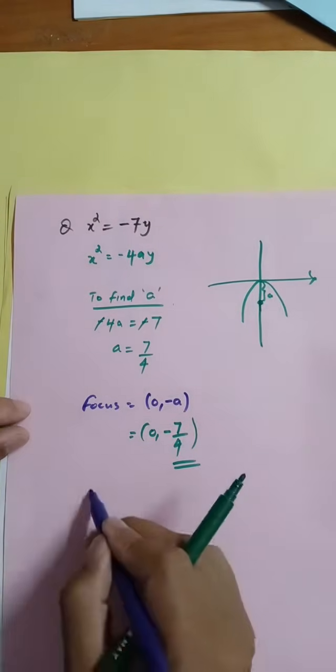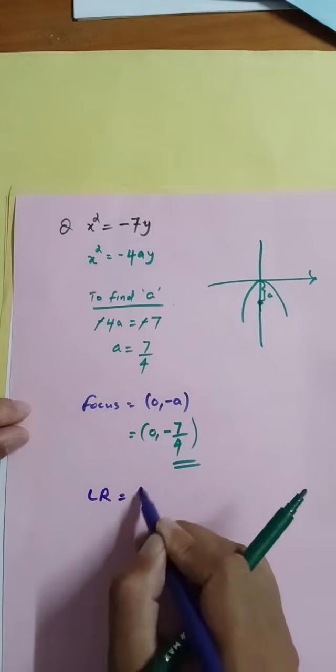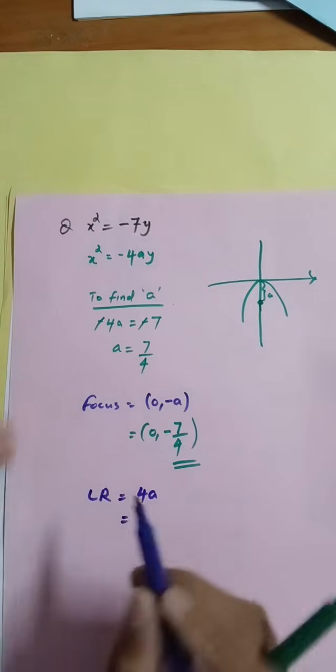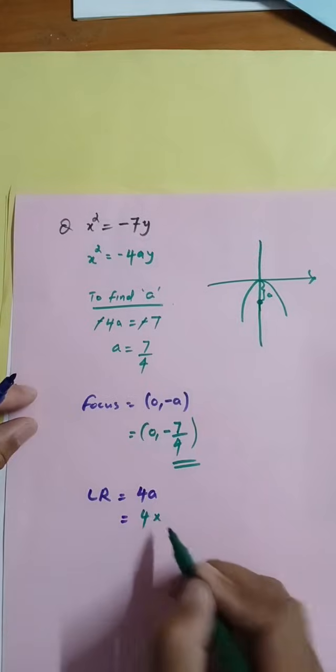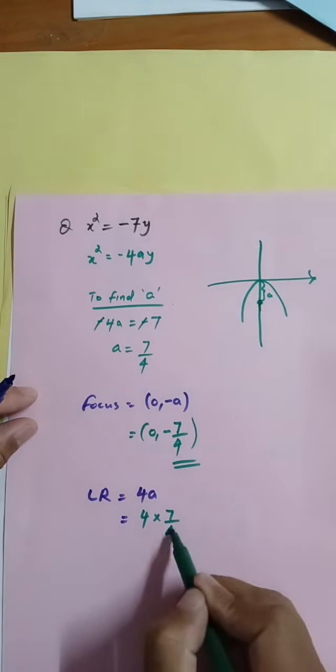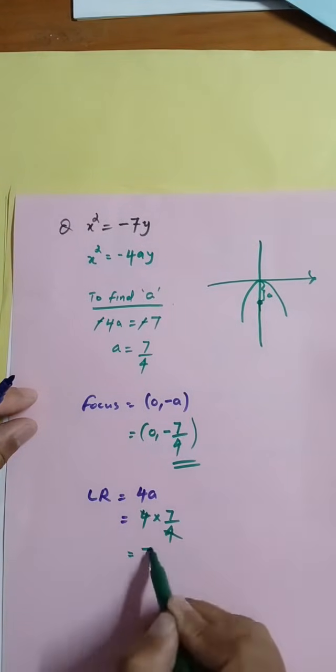Then after that we need to find the length of latus rectum, which is equal to 4a, 4 times a. What is my a? 7 over 4. Cancel 4 with 4, you get 7 units.